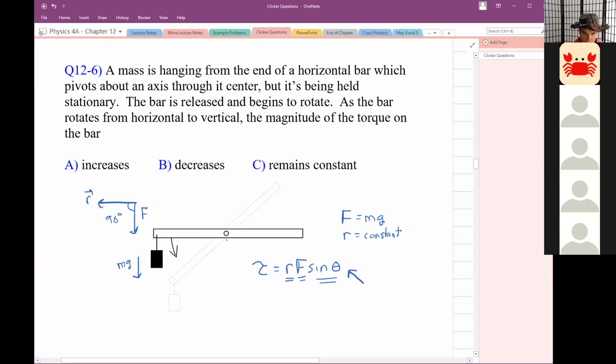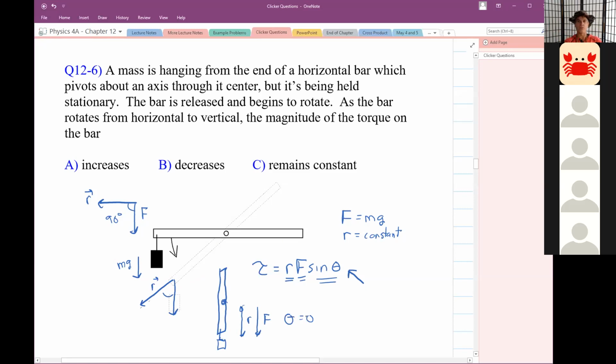Let's look at it not when it's vertical, but when it's right here. Now my R vector would be pointing in this direction because it points from the axis to where the force is applied. My force is still straight down, so now my angle is something less than 90 degrees. And let's look at it when this thing is hanging straight down. Now my R vector would point straight down, and my F vector would point straight down. The angle I would use would be 0 degrees, which kind of makes sense, right?